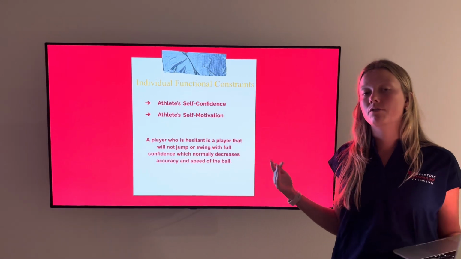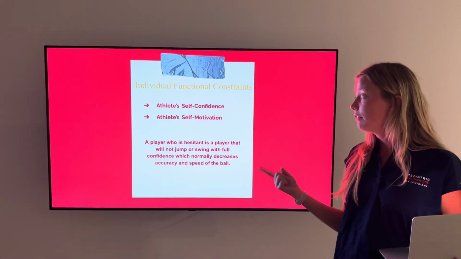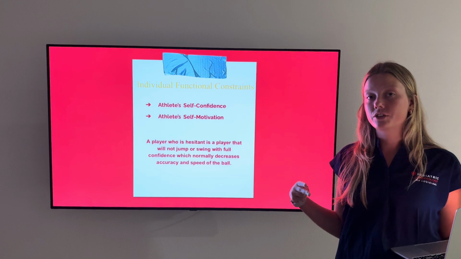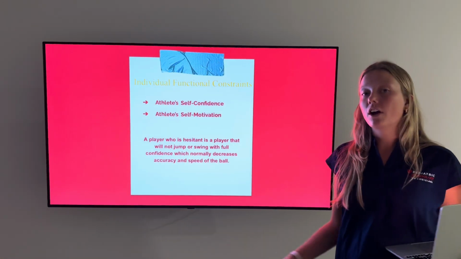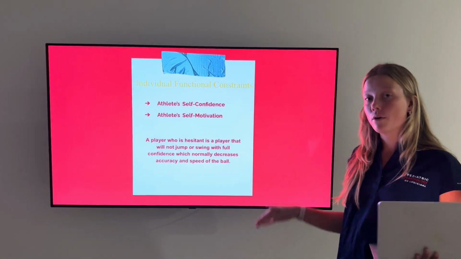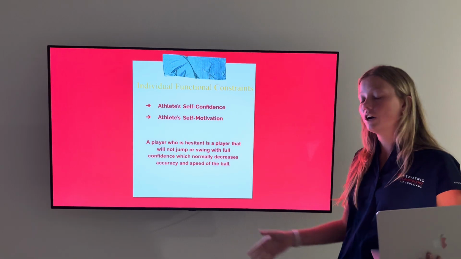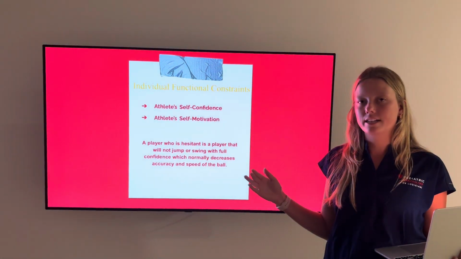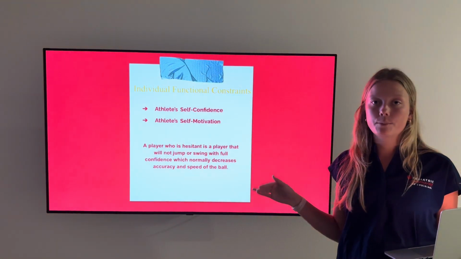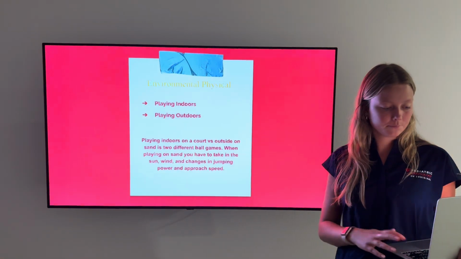Next are individual functional constraints. Self-confidence and self-motivation are 2 factors. If you're not confident or have no motivation, then your entire approach and swing is going to be affected, and your accuracy and speed of the ball will decrease.